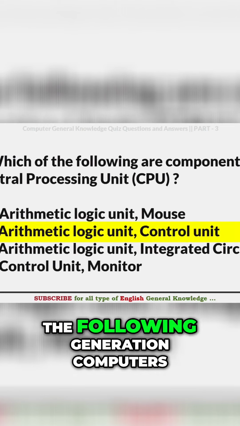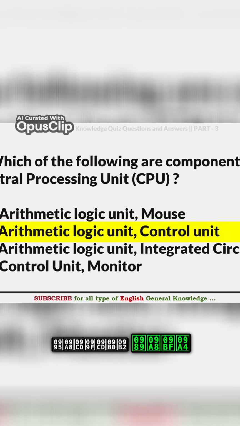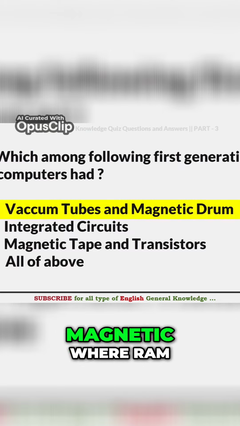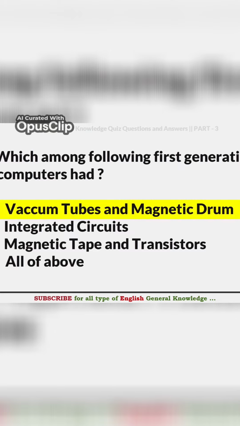Answer B. Arithmetic logic unit, control unit. Which of the following first generation computers had? Answer A. Vacuum tubes and magnetic drums.